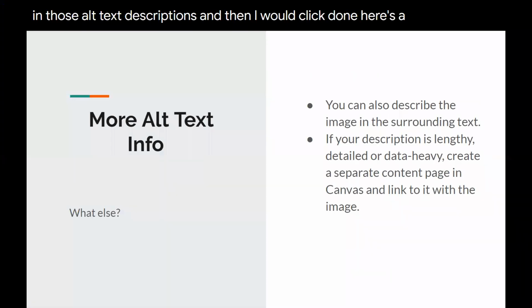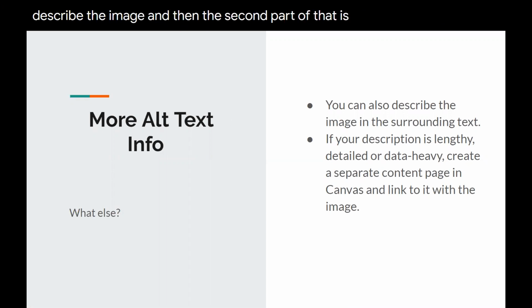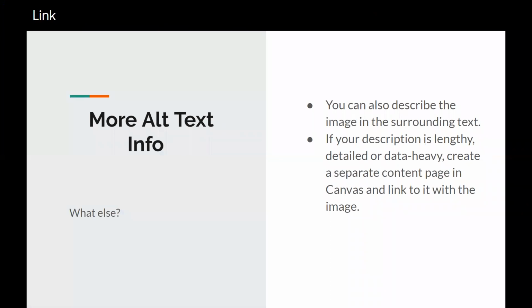Here's a little bit more information about alt text. You can also use text that is outside of the image to describe the image. And then the second part of that is if you have a very lengthy description or it has a lot of data in it, you can always create a Canvas page and link to that from the image.